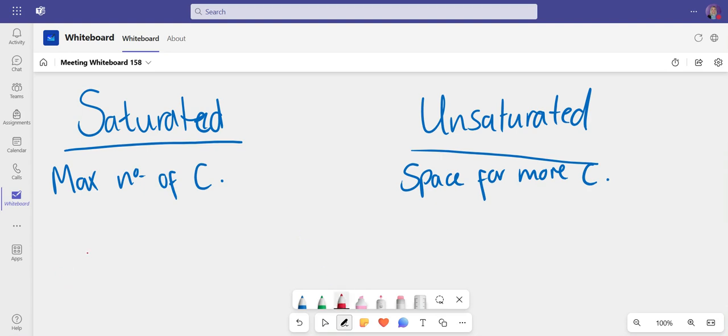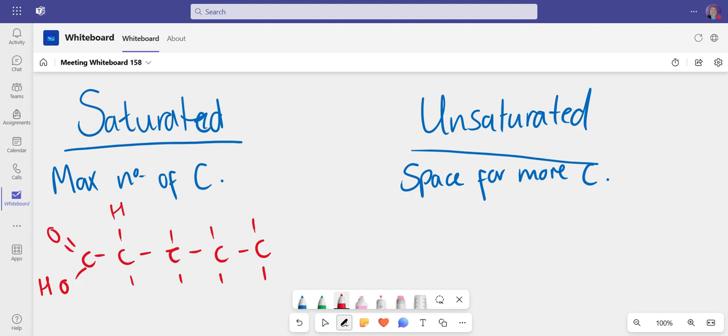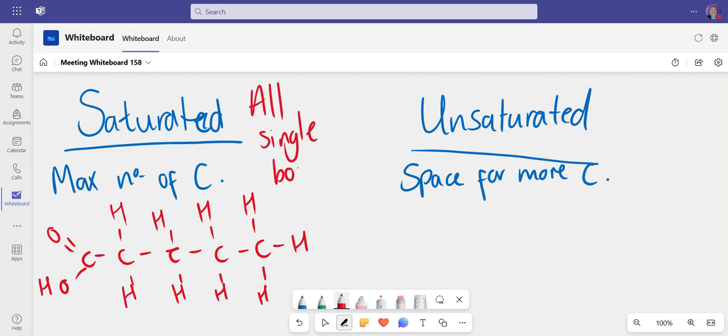So, for example, a saturated fatty acid would have its carboxylic acid group at one end, and then it would have its carbons, and each carbon would have 4 bonds, and on the end of each bond would be a hydrogen, and it's saturated. It's holding the maximum number of hydrogens that it can, and it's got all single bonds. The molecule is roughly straight.